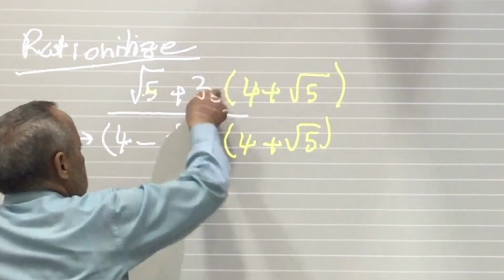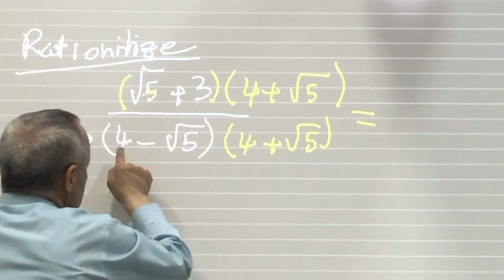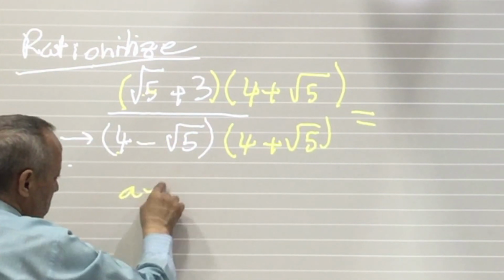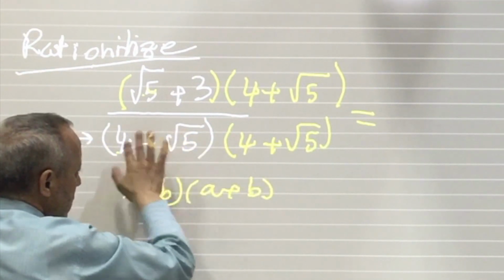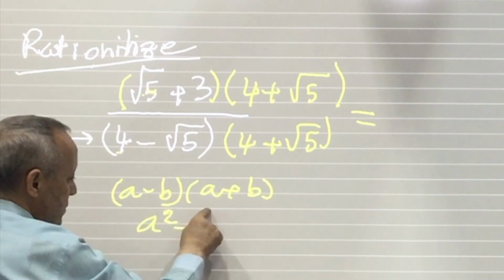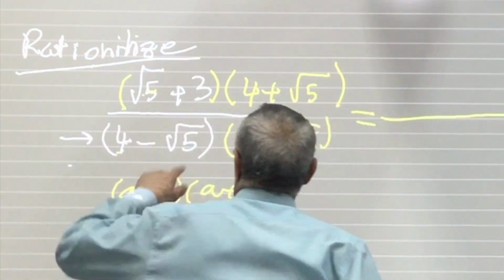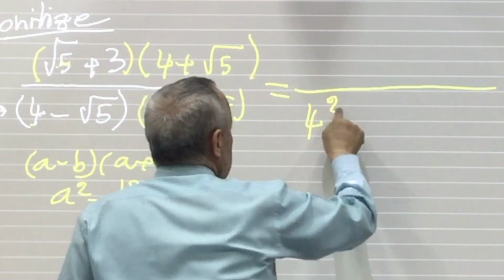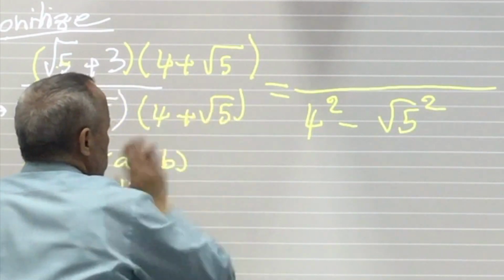So this you multiply. Here, when you multiply, this is in the form a minus b times a plus b. A minus b, a plus b, so equals a squared minus b squared. So I put here 4 squared minus square root of 5 squared.